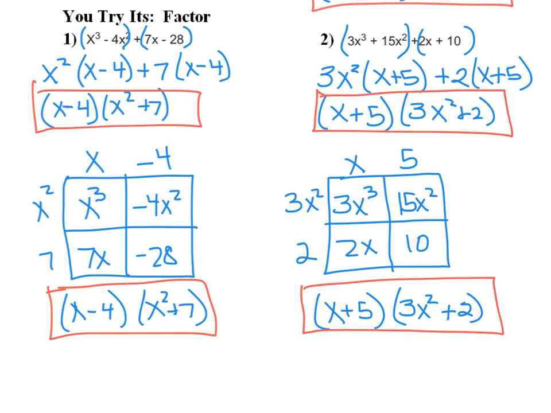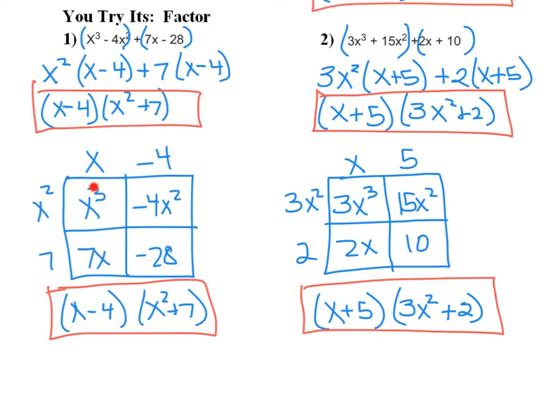I've shown both of the examples using the grouping method and also the box method. So with number 1, I grouped together the first 2 terms and the last 2 terms. In the case of the first 2 terms, I pulled out a greatest common factor of x squared, so I was left with x minus 4. In the second group, I took out a 7 and was left with x minus 4 as well. So when the 2 parentheses match, I'm going to pull that out as a greatest common factor. It's a greatest common binomial factor. And then I'm going to multiply by the leftovers, x squared plus 7.